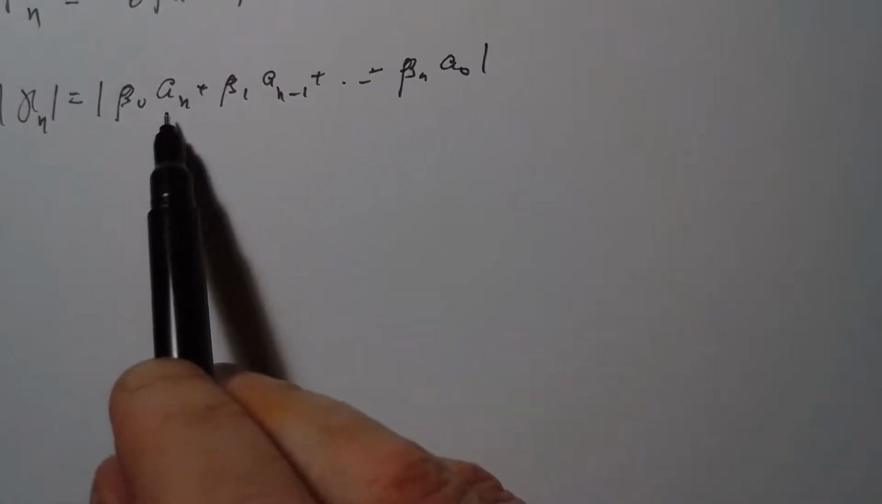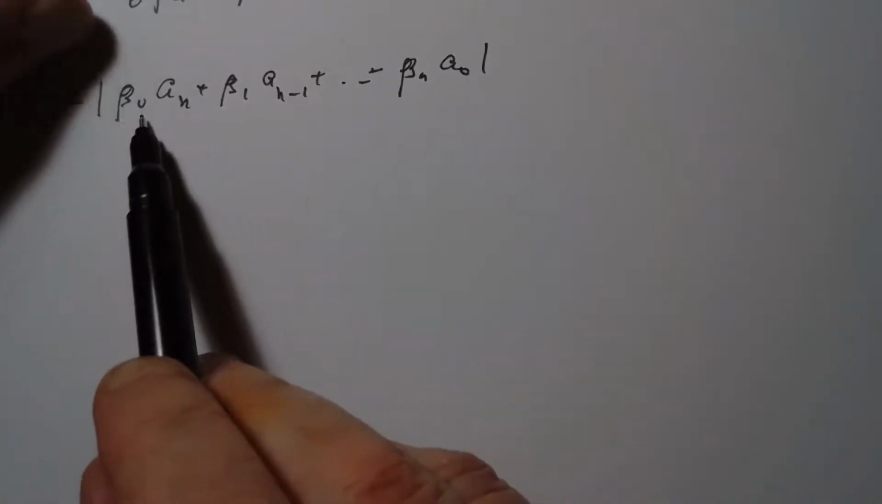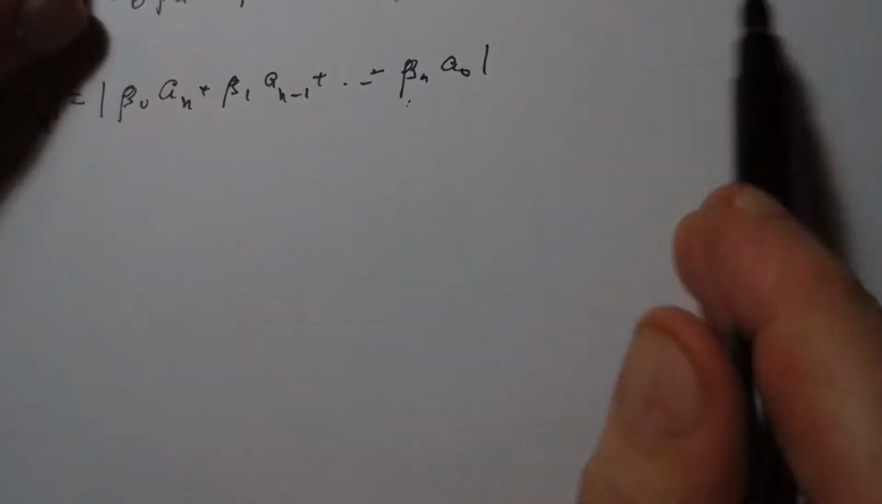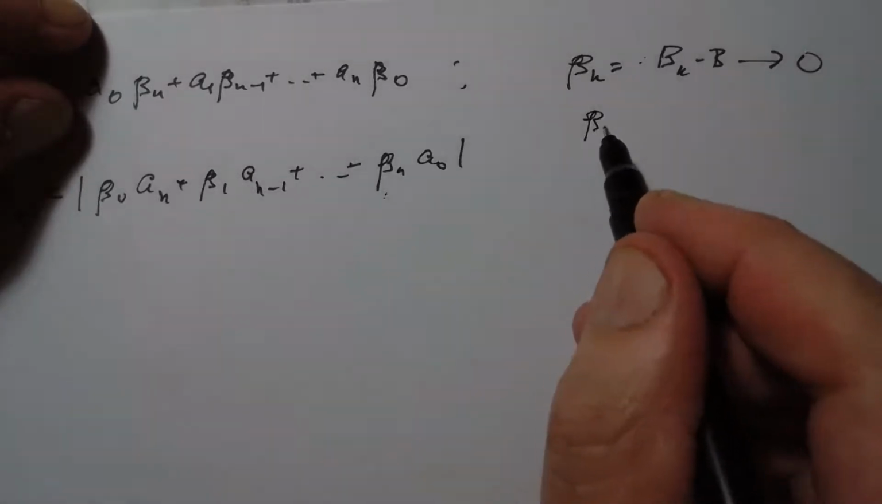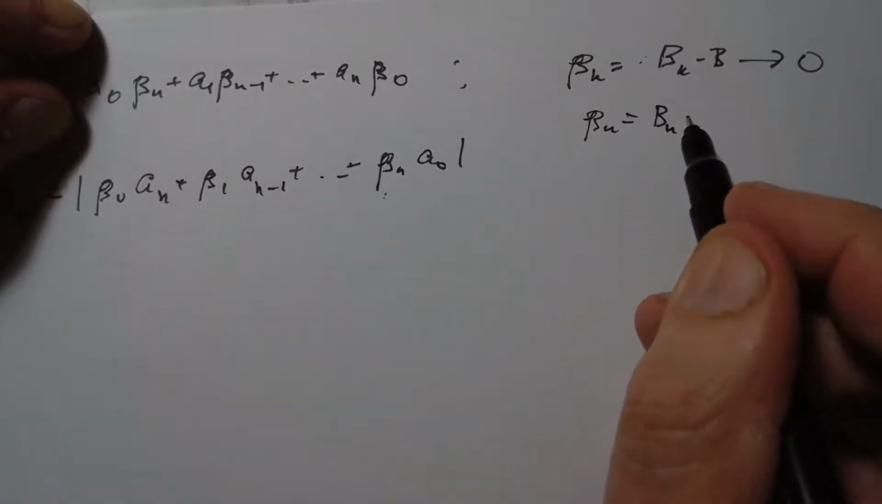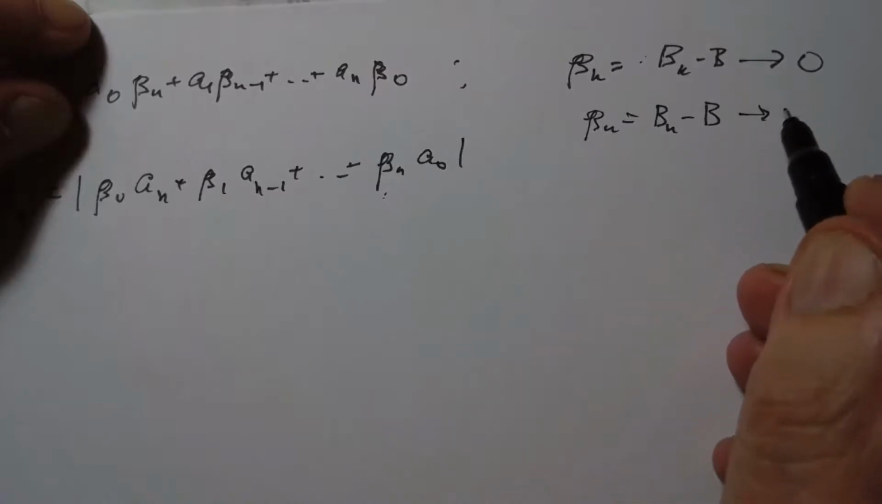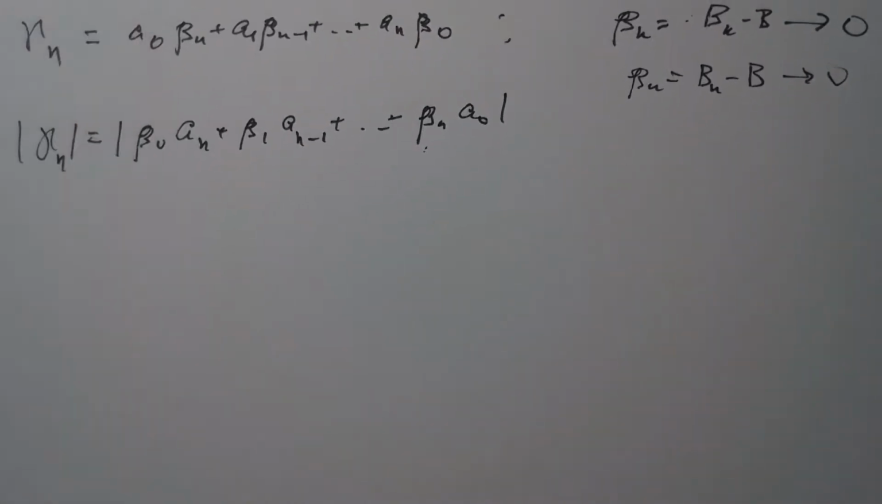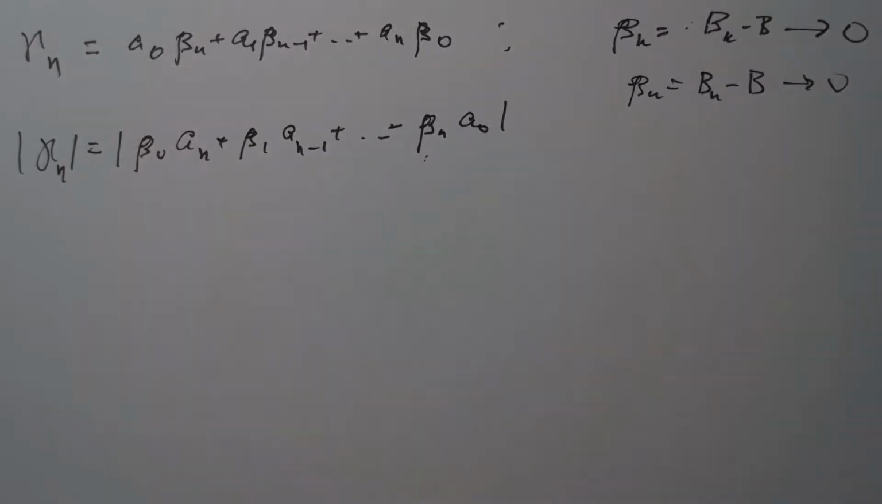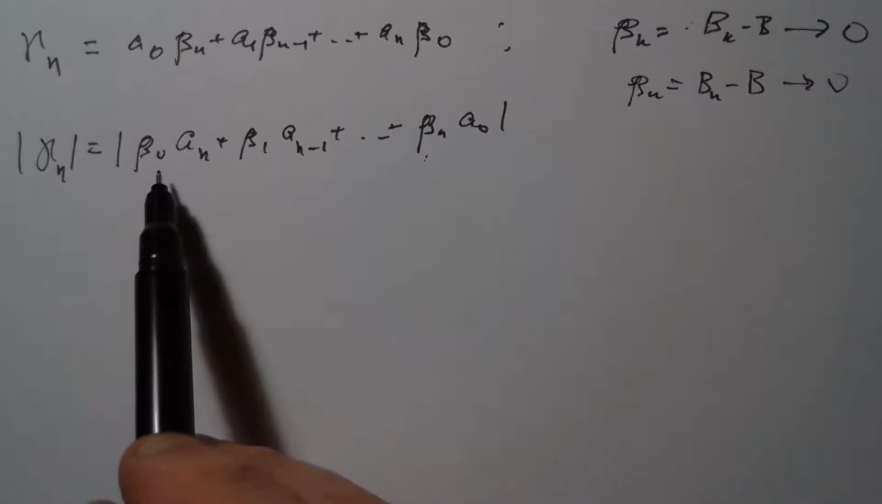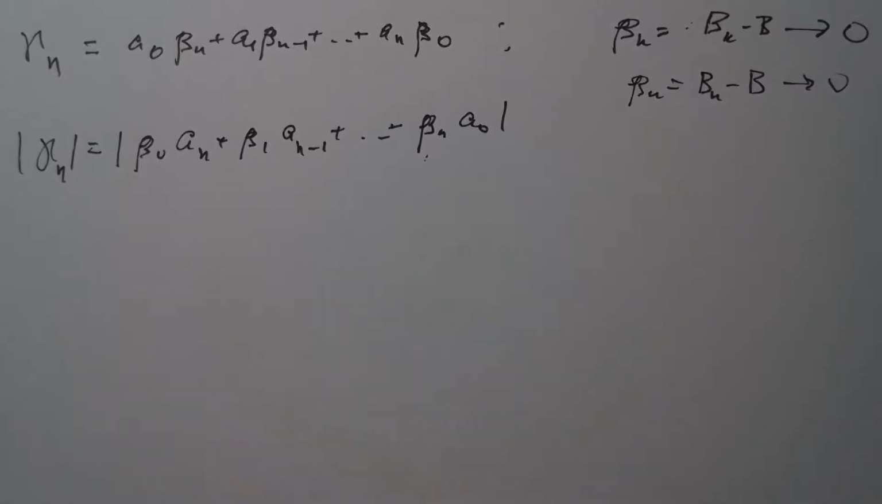You see, if I look at this, I know that beta n converges to 0, right? Because this is a difference between beta n and b, and so it converges to 0. So if little n is very, very large, then definitely beta n converges to 0, and we can disregard it. And if these are not very large, then a n minus 1, etc., converge to the right thing.